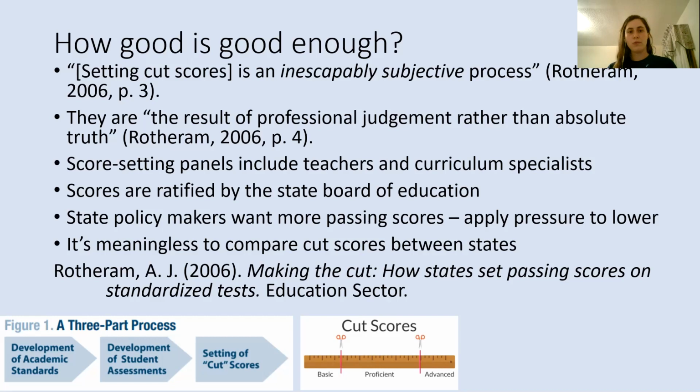So after the score setting panel has set these cut scores, it gets ratified by the State Board of Education. And as I mentioned earlier, state policymakers want to have more passing scores, so they oftentimes apply pressure to lower the cut scores so more students are falling into the advanced and proficient categories. And Rotherham mentions that it's meaningless to compare cut scores between states. So that just shows how arbitrary and subjective these categories are.